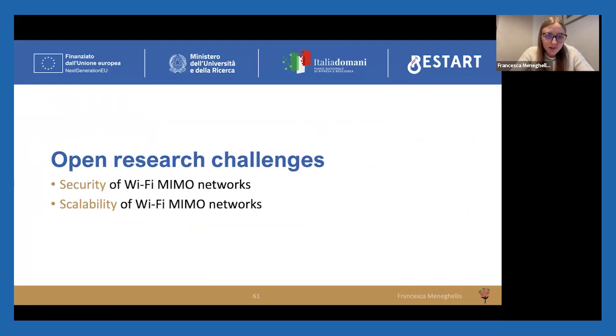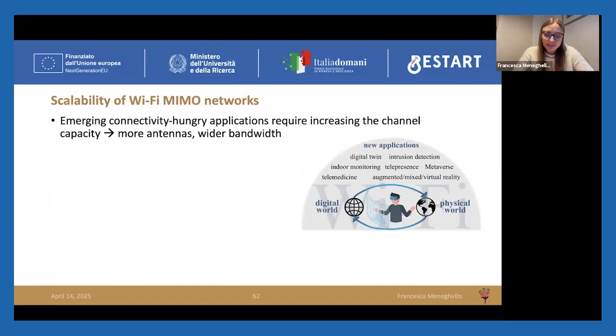And so to conclude the tutorial, I want to only mention two open challenges that I see in the implementation of MIMO networks, and especially in Wi-Fi. The first one is the security challenge, and I just said why this is a challenge, because the fact that the feedback is transmitted unencrypted opens the door to unintended malicious users. And the second challenge is the scalability.